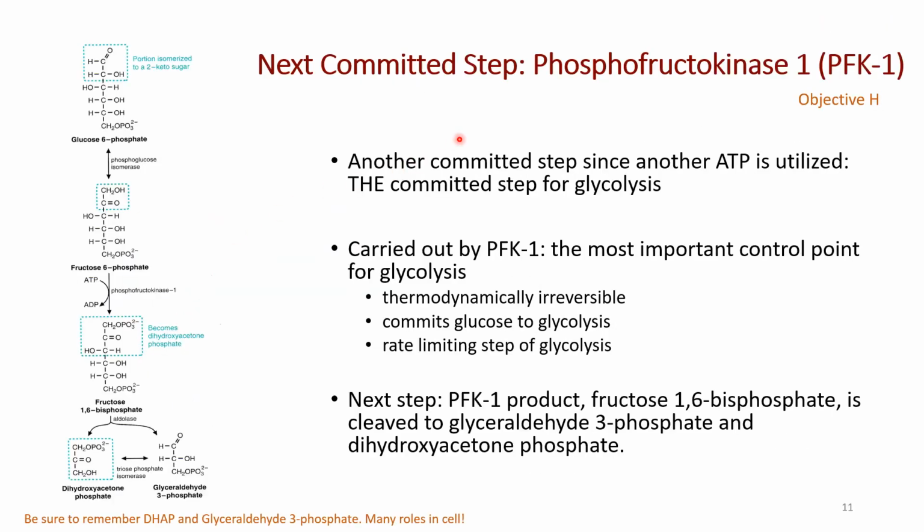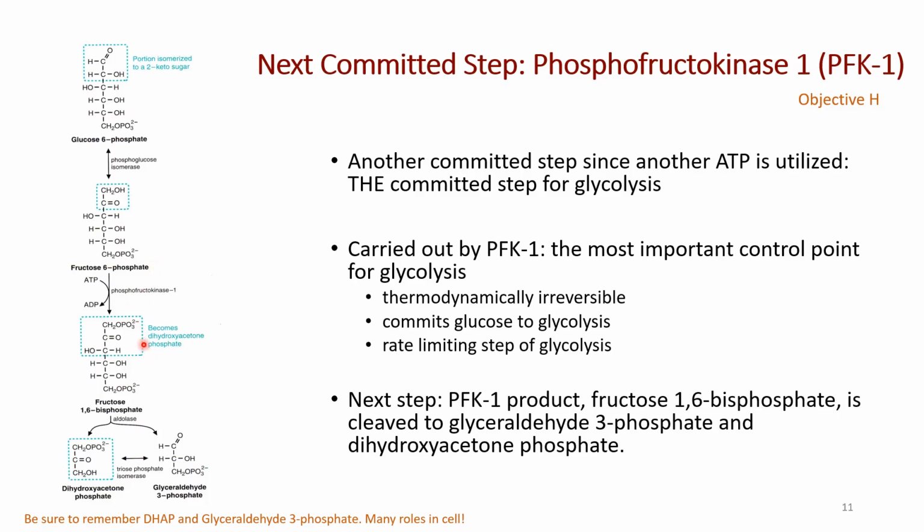Okay, so the next committed step is going to be that phosphofructokinase 1 enzyme, or PFK1 is its nickname. And that's the one down here. That's where you take the fructose. Remember, glucose 6-phosphate is isomerized to fructose 6-phosphate, and that fructose 6-phosphate is going to be used by PFK1 to put a phosphate at position number 1 right here, okay?